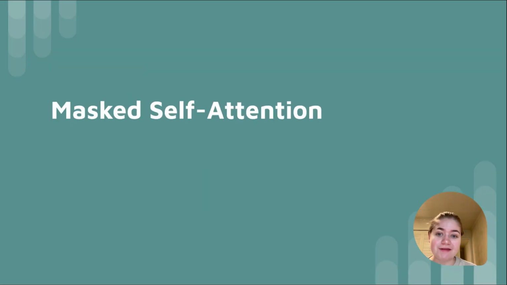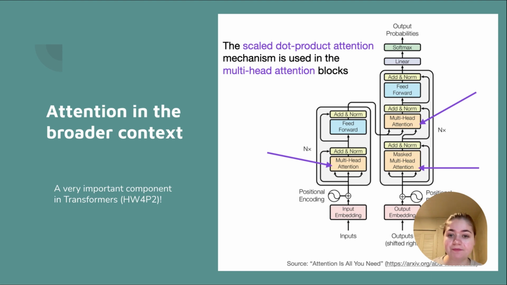All right, let's begin with the first part with the masked self attention. Before we dive into the masked self attention, which is a specific subtype of attention, let's zoom out and see that in the conventional transformer, attention is actually used in multiple parts. In the encoder part, they're using multi-head attention. And then in the decoder part, there are two types of attention. There is masked multi-head attention and also cross attention.